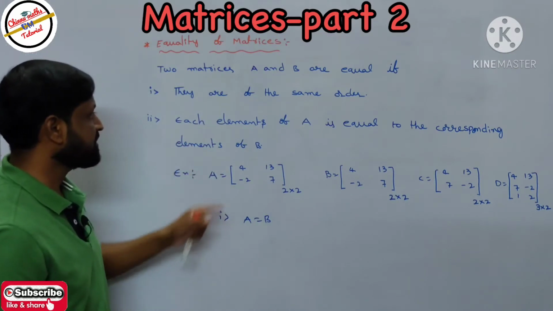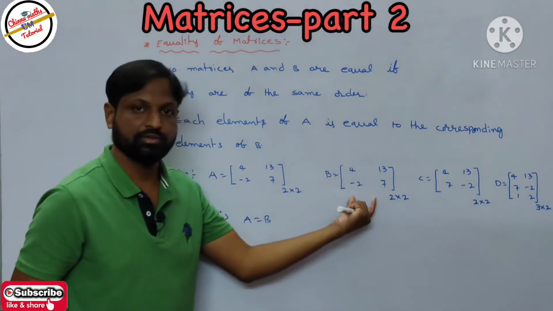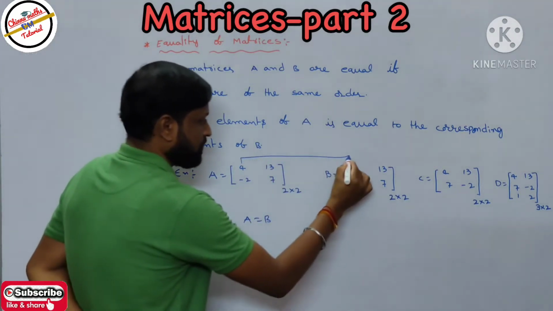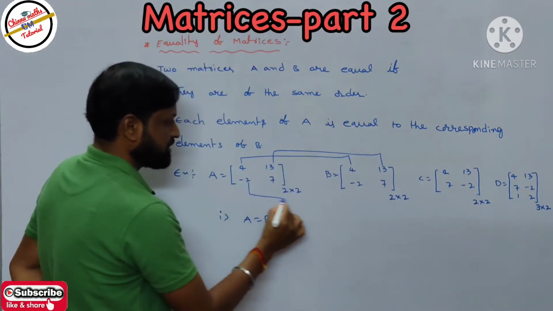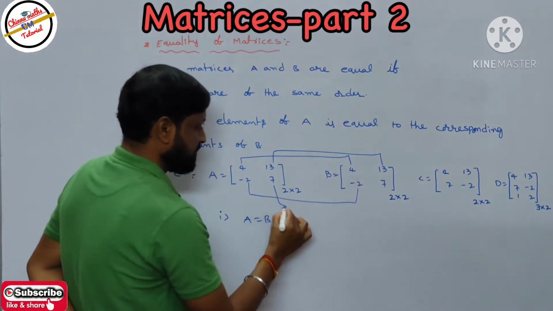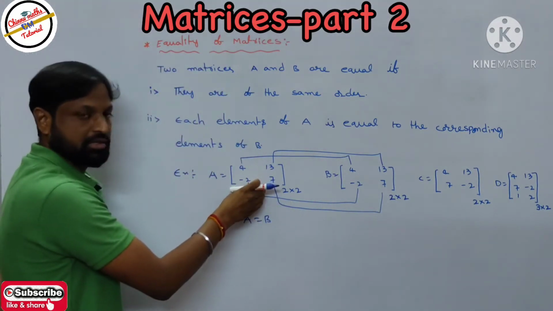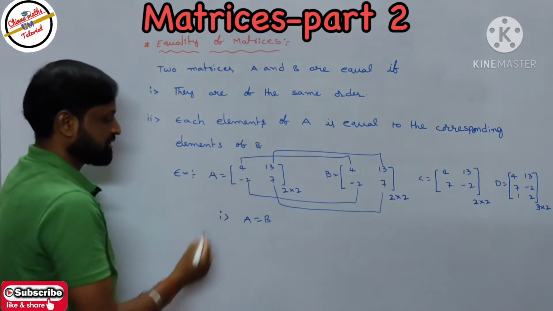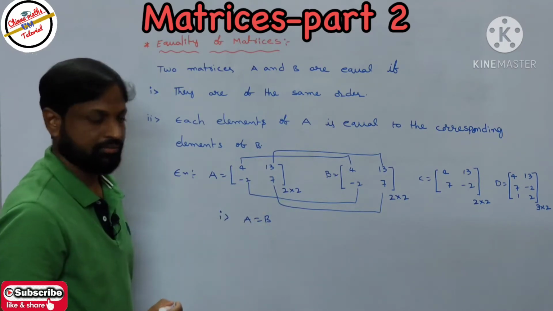What is the second condition? Each element of A is equal to the corresponding element of B. So that means 4 is equal to 4, 13 is equal to 13, minus 2 is equal to minus 2, 7 is equal to 7. So the corresponding elements of A are equal to the corresponding elements of B. Then the two conditions are satisfied. So that is why these two matrices A and B are equal.